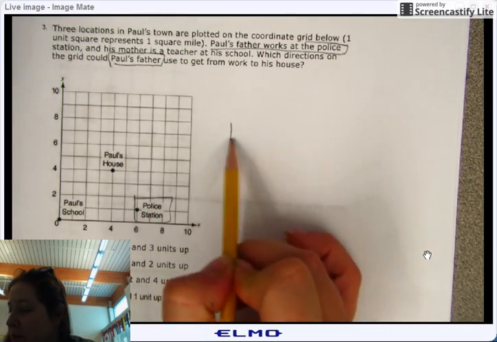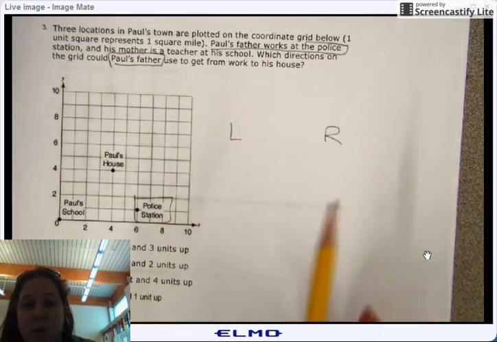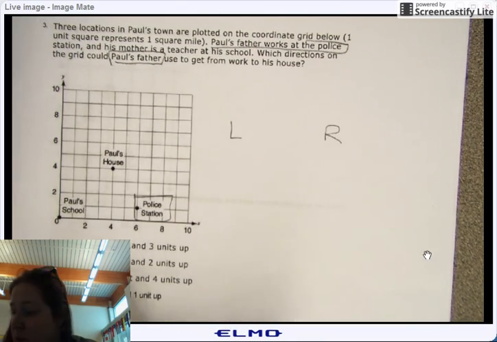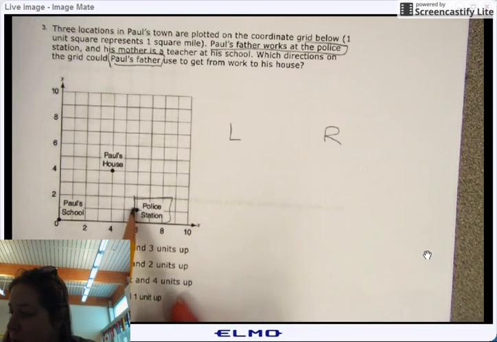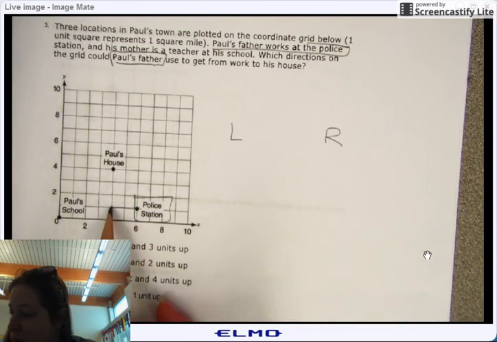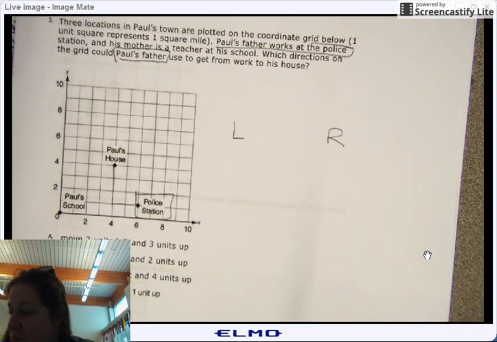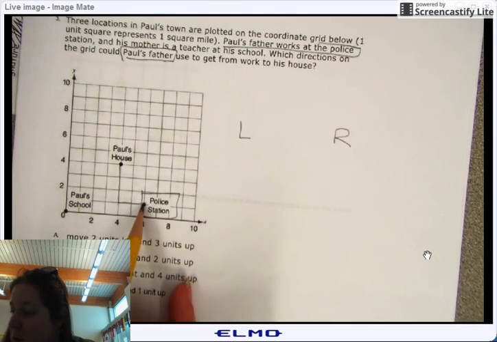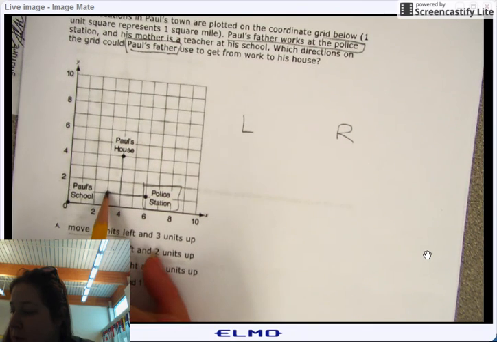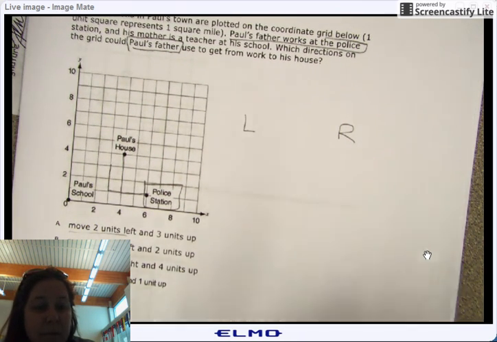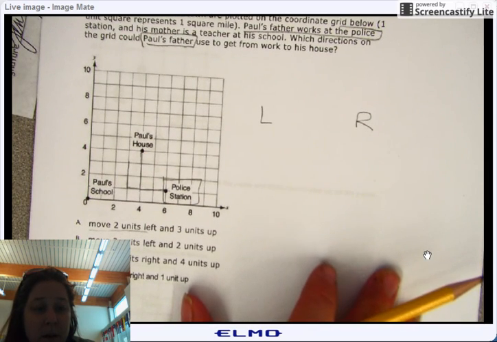So we're starting here, and it says move units to the left. Well, what's the left and right? So you want to go this way, right? Move 2 units to the left. 1, 2. Move up 3 units. 1, 2, 3. Possibly. Let's give it another one. Move 3 units to the left. Move up 2 units. 1, 2, 3. Up 2 units. 1, 2.